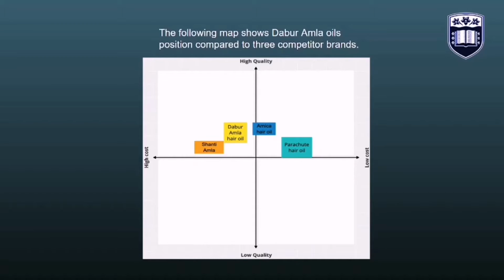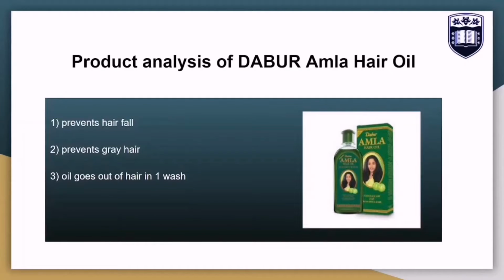Product analysis. DABUR Amla hair oil is from an Indian company, which helps your hair grow, makes your hair thicker, longer, and prevents gray hair. It is recommended to apply it before you sleep and keep it overnight for better results. Its main ingredient is Amla extract, which prevents hair fall, as well as vitamin C, which can reduce dandruff. The main ingredient is gooseberry, but it also contains sesame oil, canola oil, peanut oil, cottonseed oil, and palmolein oil.